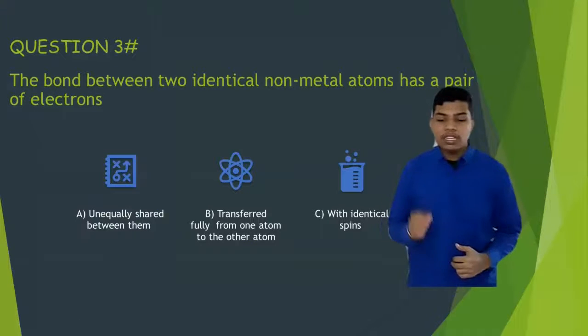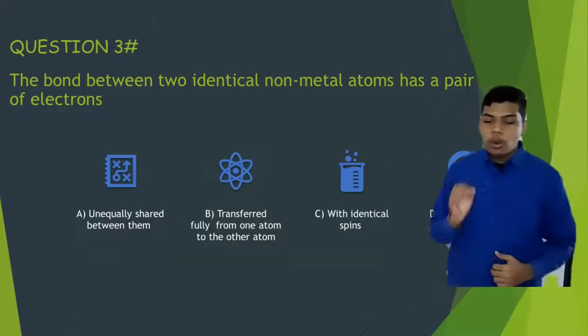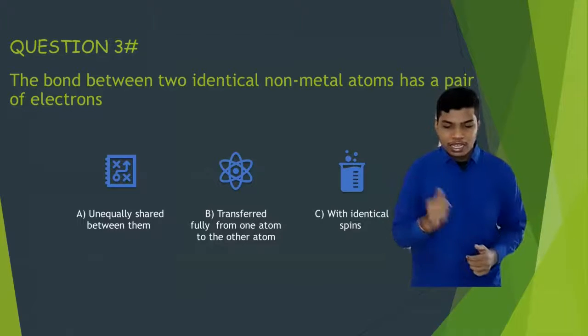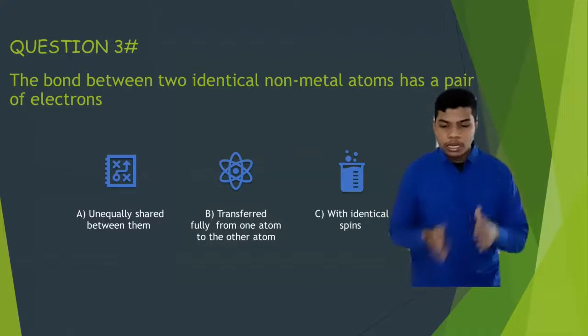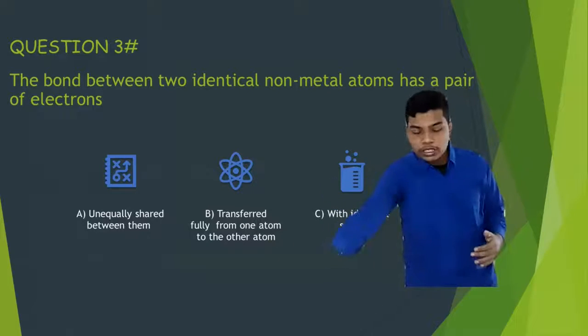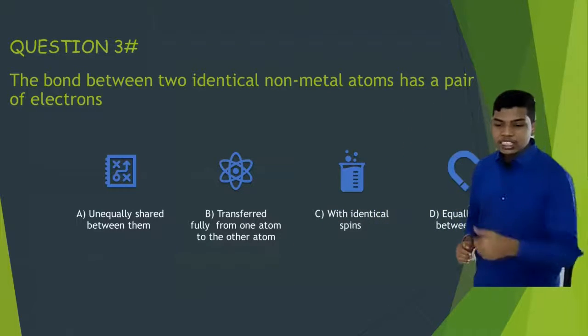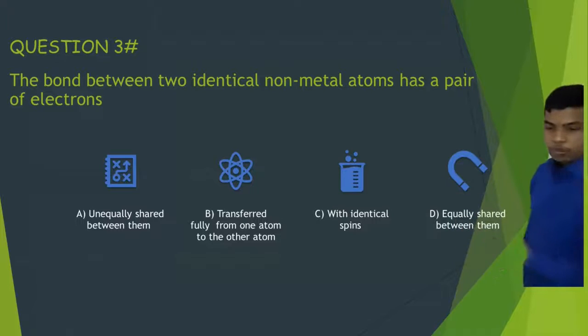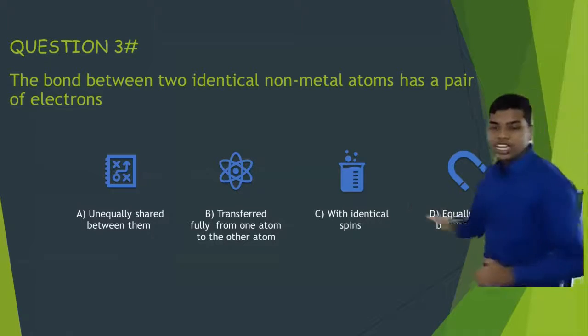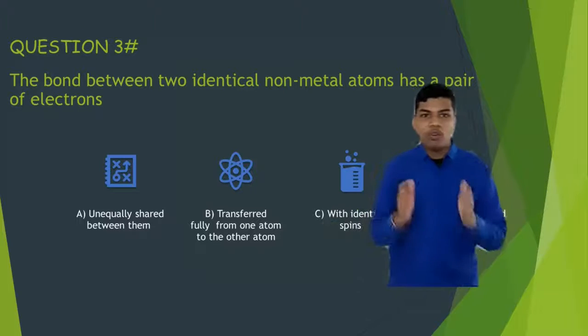The bond between two identical non-metal atoms has a pair of electrons, A, unequally shared between them, or B, transferred fully from one atom to the other, that is donation, or C, with identical spins, or D, equally shared between them. What is the correct answer in all these four options?